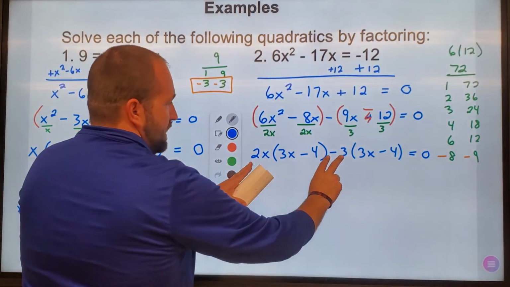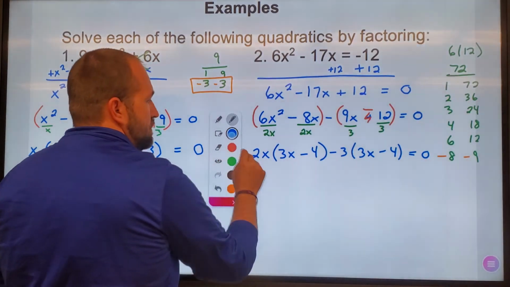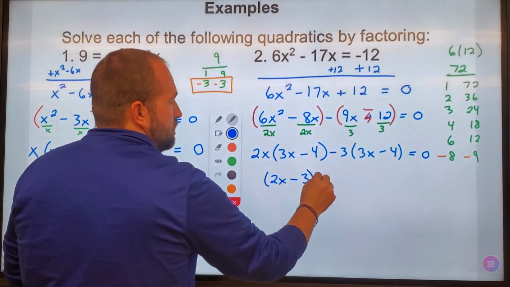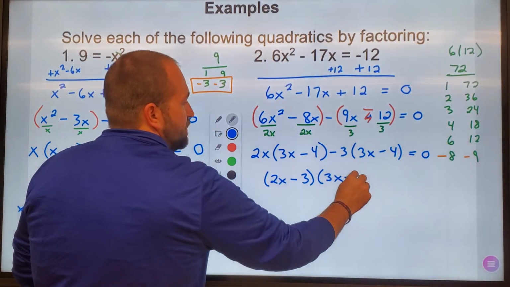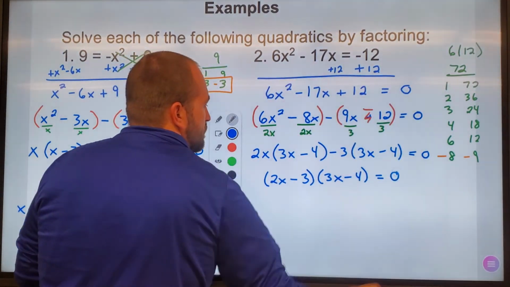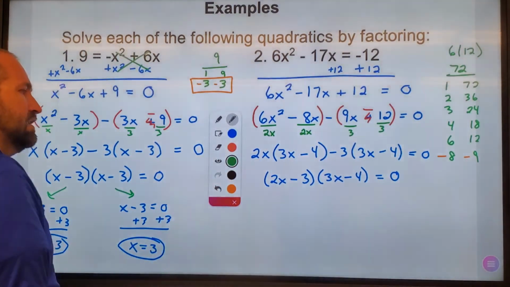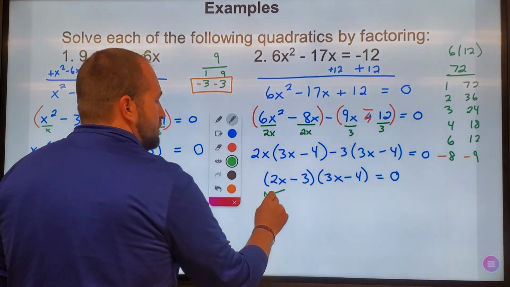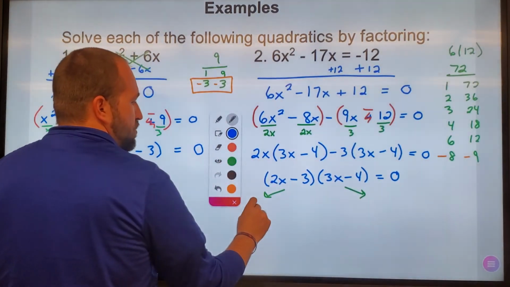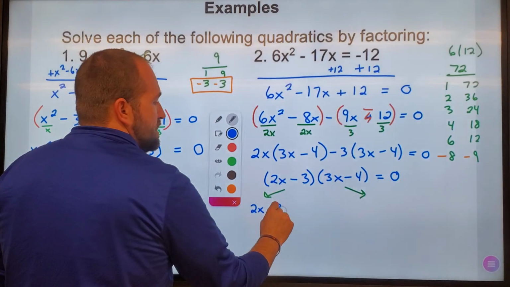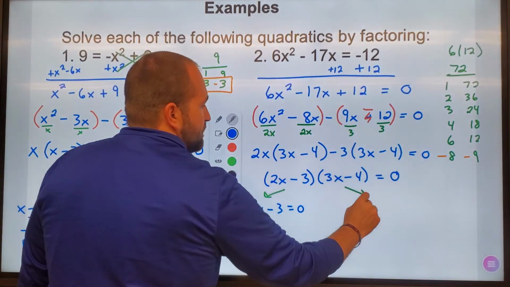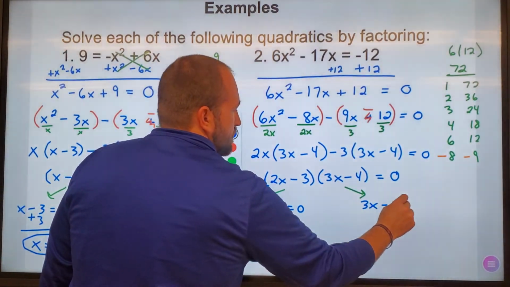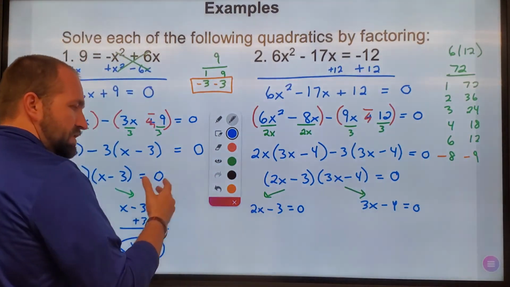Again, what's here on the outside of the parentheses, I'm going to take those and just slide them together. So it becomes 2x minus 3. And then this writes down one time. 3x minus 4 equals 0. And then again, applying this zero product rule, I'm going to take each set of parentheses and we'll break it apart. So I have 2x minus 3 equals 0. And then I have 3x minus 4 equals 0. And then solve each one individually.